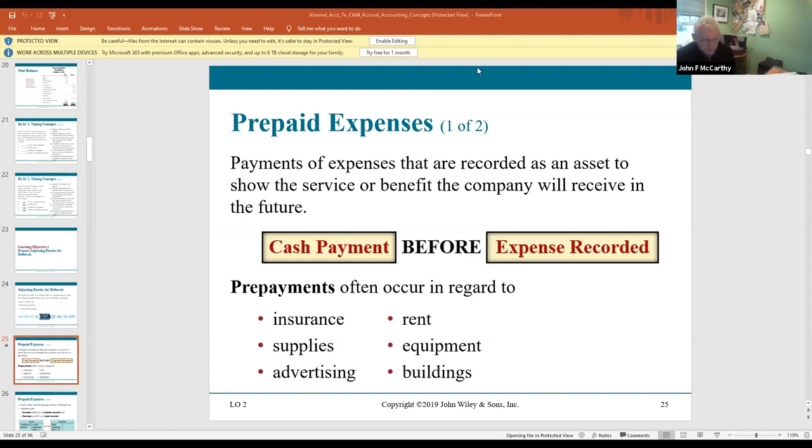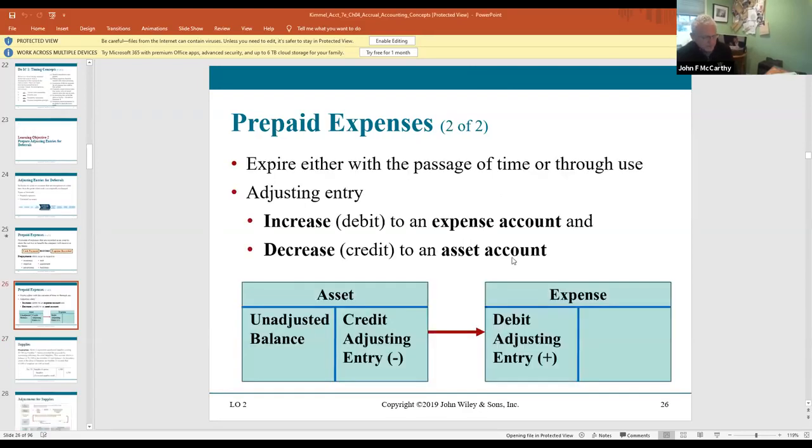All right, so what are we going to do about it? Again, prepaid expenses expire with the passage of time or through use. The passage of time would be prepaid rent and prepaid insurance. Equipment expires sort of with the passage of time and use, and we call the expense for that depreciation. We've covered that, right?